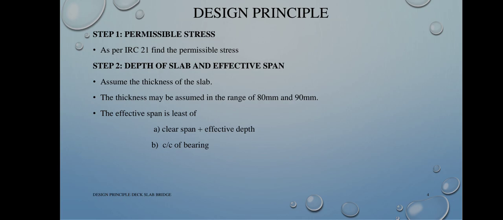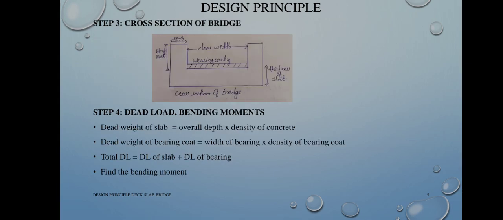Design principle. Step 1. Calculate the permissible stress as per IRC 21. Step 2. To find the depth of the slab and effective span, assume the thickness of the slab. The thickness may be assumed in the range of 80 mm to 90 mm. The effective span is the least of clear span plus effective depth, and center to center of bearing.